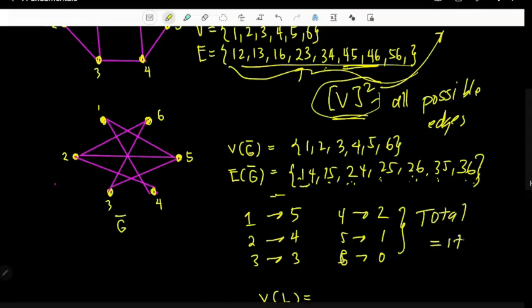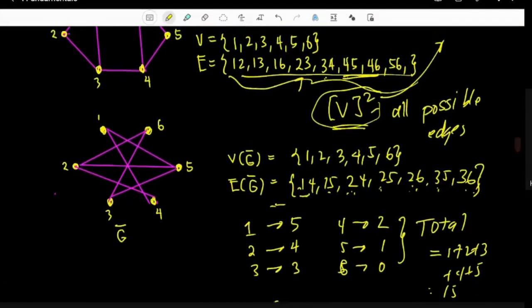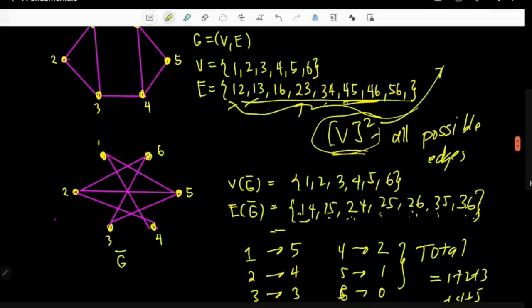And then 1 plus 2 plus 3 plus 4 plus 5. 15 po. 15. So, dapat ang total number of edges mo, counting the complement NG, are 15. 1, 2, 3, 4, 5, 6, 7, 8 plus 7. Indeed, 15. Para ma-check mo kung tama ka.